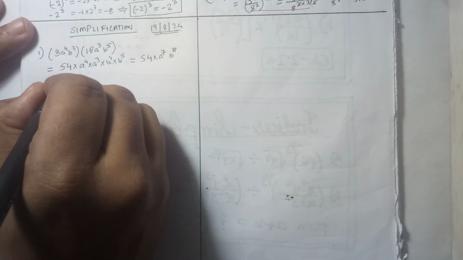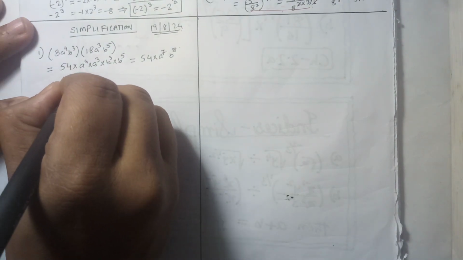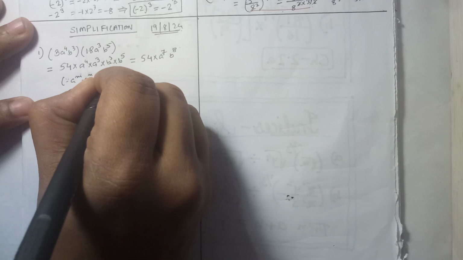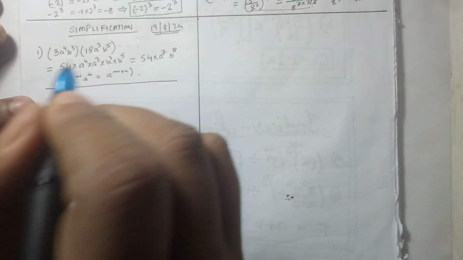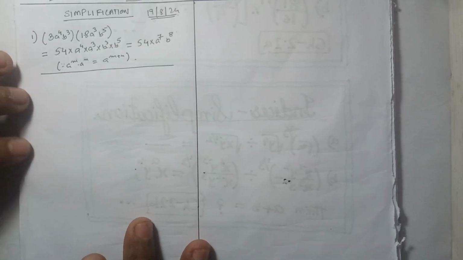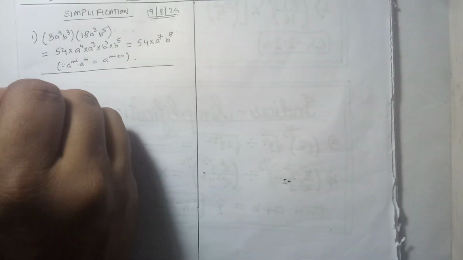Which property did I use? A to the power of m into a to the power of n will give you a to the power of m plus n. Okay. Moving on to the next, 2.